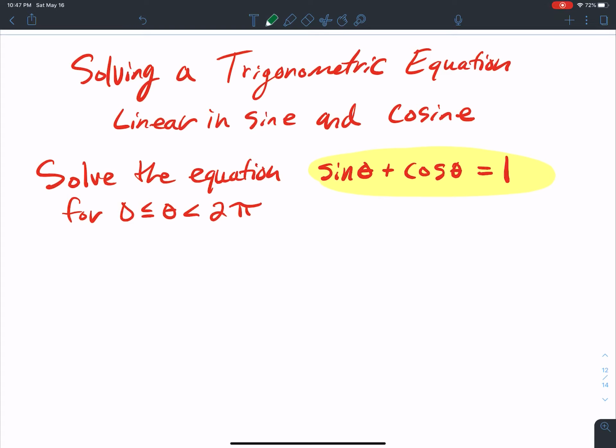Okay, so I'm going to try to square both sides. So I'm going to square sine theta plus cosine theta, and I'm going to square 1. Now, anytime you square identities, you could produce extraneous solutions. So just keep that in mind. To check for extraneous solutions, whatever solutions you get, just plug it back into the original equation. If it works, great. And if it doesn't work, then you disregard that solution.